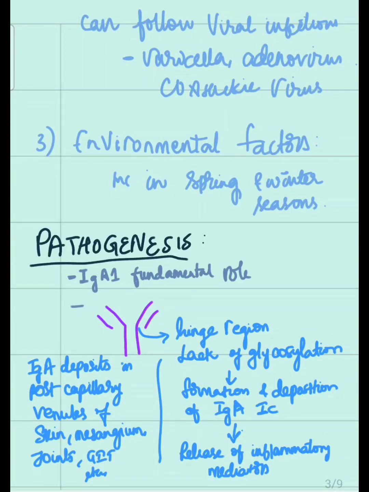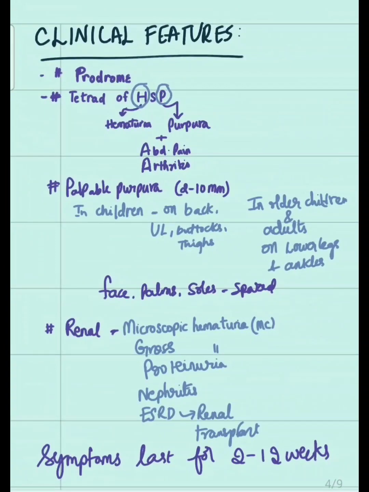In IgA1, the lack of glycosylation at this hinge region leads to the formation and deposition of IgA immune complexes, which further release inflammatory mediators and thereby cause inflammation. The IgA deposits in postcapillary venules of the skin, mesangium, joints, and GIT as well.